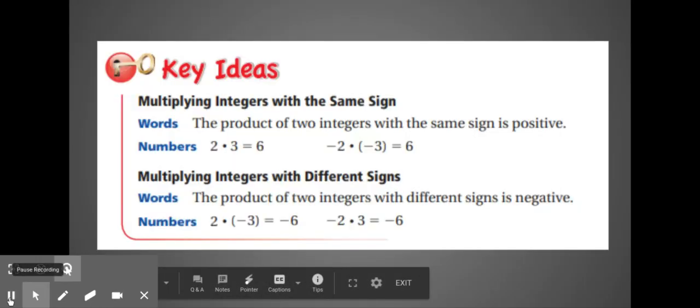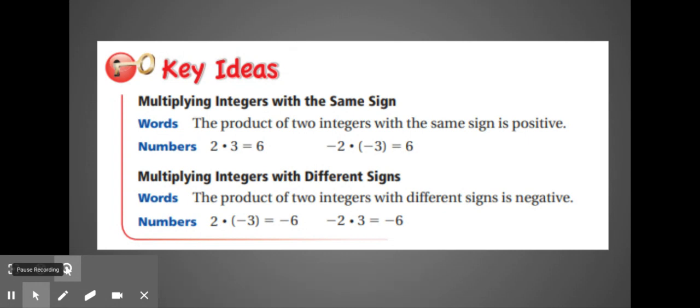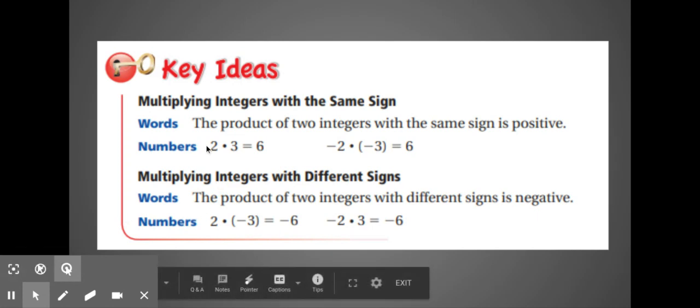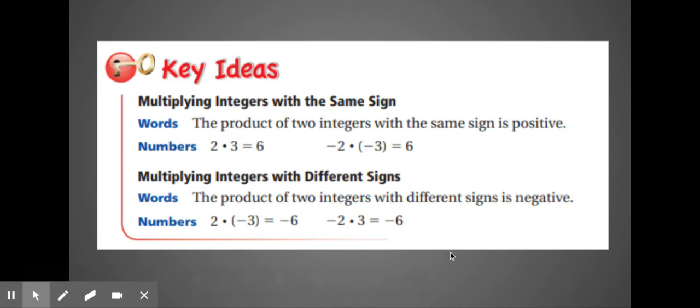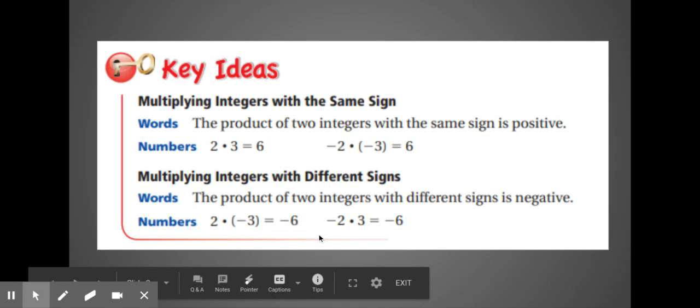The key ideas that we'll be learning from this lesson are that when you multiply integers with the same sign, then the product of the two integers is going to be positive no matter what. So if they're both positive, the answer will be positive. If both signs are negative, the answer will be positive. Then also we are learning that multiplying integers with different signs or opposite signs, then the answer will be negative. So a positive times a negative, the answer is going to be negative, and a negative times a positive, the answer will be negative.